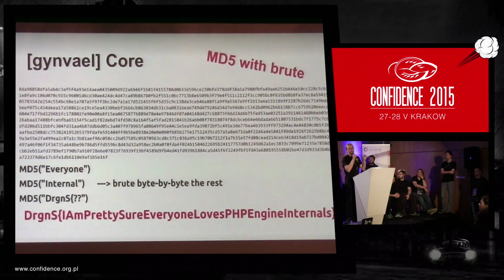So you had to, again, reverse it and then find some MD5 collisions there, which was rather easy because there were at least 2 dictionary words, and you also knew the flag began with dragons and then 2 unknown bytes, but 2 bytes are super easy to brute force. So having just one MD5 sum allowed you to brute force the whole flag byte by byte. And the flag was, I'm pretty sure everyone loves PHP and join internals.